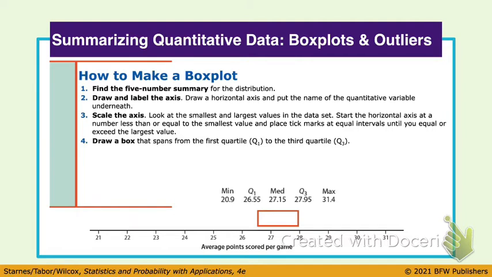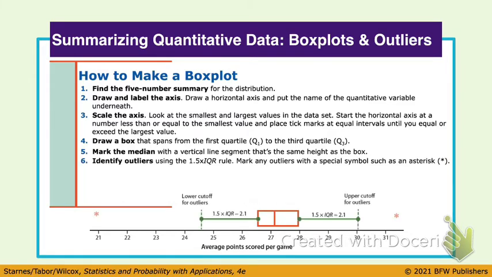And then you're going to want to draw your box. So the box itself goes from Q1 to Q3. Okay? That's where the box goes. Then you're going to mark the median. You're going to mark the median with a vertical line wherever it happens to be on the scale. It's always going to be inside the box.